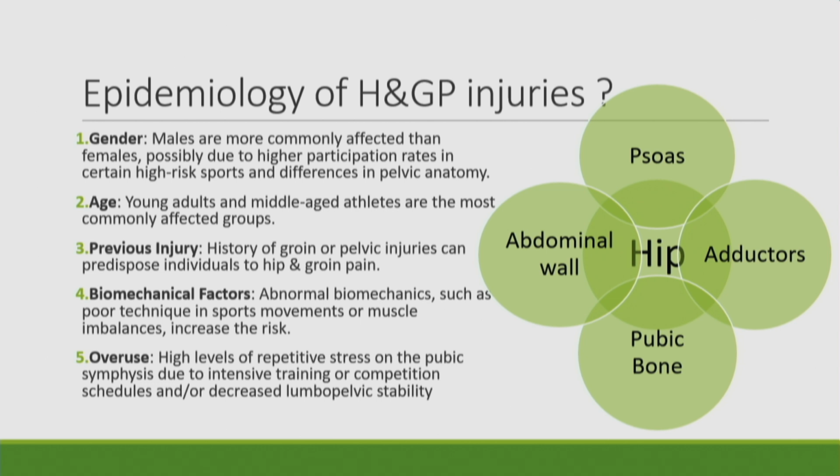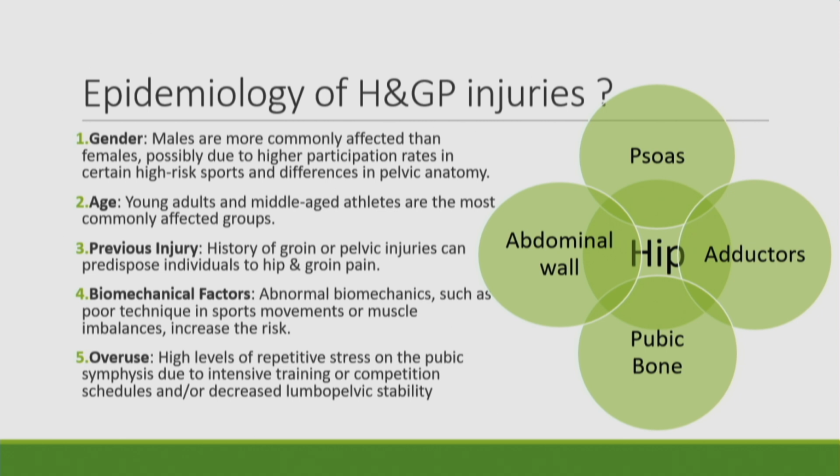So the same thing if there's an iliopsoas issue, there's going to be overlap with the abdominal wall, the hip and the adductors, but probably not so much the pubic bone because the iliopsoas muscle doesn't attach there, right? So that's what I mean by overlap. We're typically seeing a couple of things together with an OP type presentation.